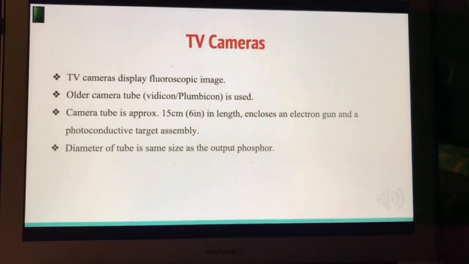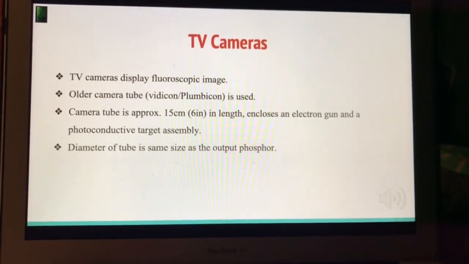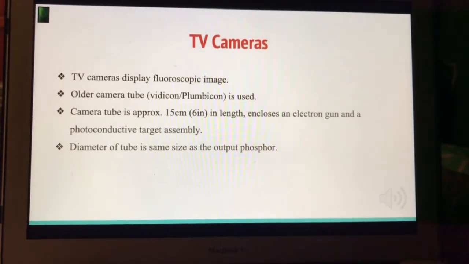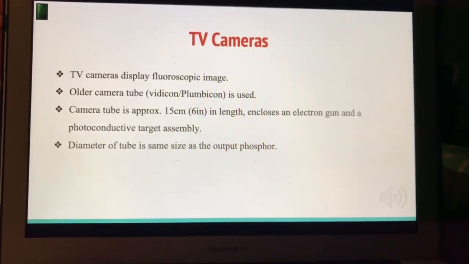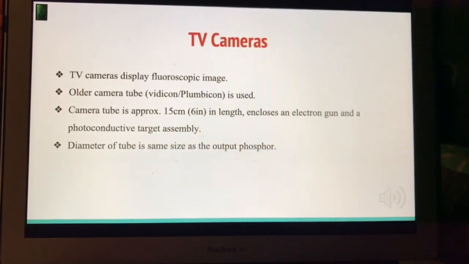TV cameras. The TV cameras just display the fluoroscopic image. It's kind of like our TVs at home or our computer screens on our computer. It uses an older camera tube. It's either pronounced Vidicon or Plumbicon kind of tube.